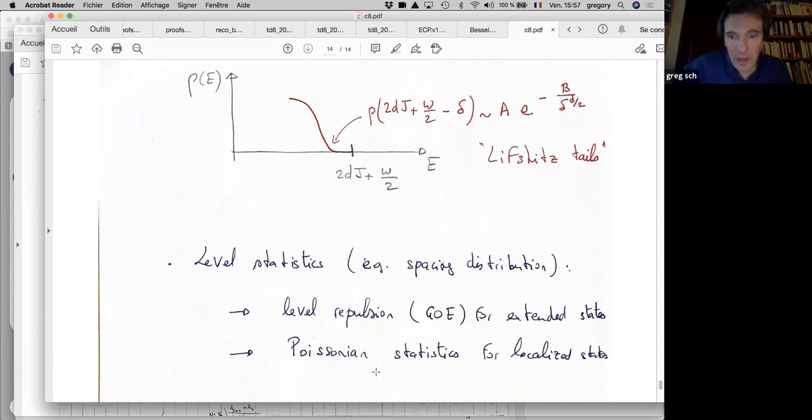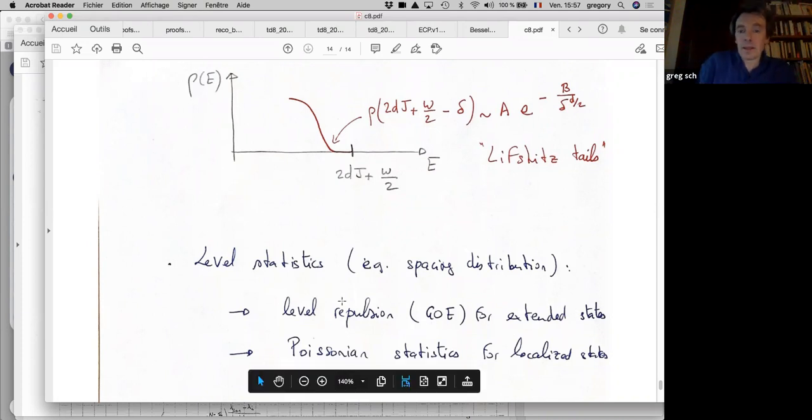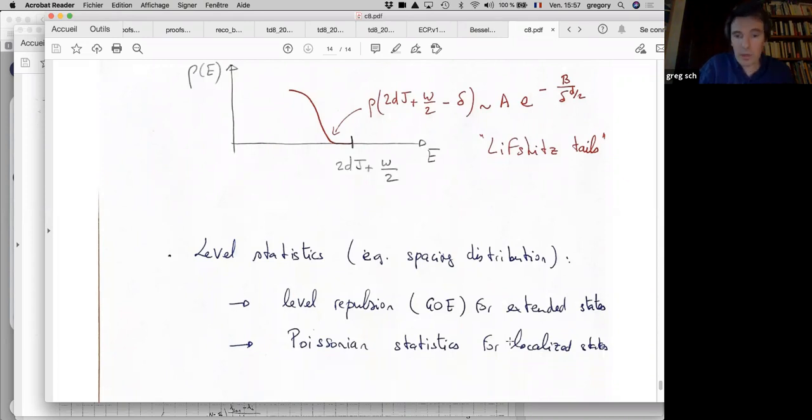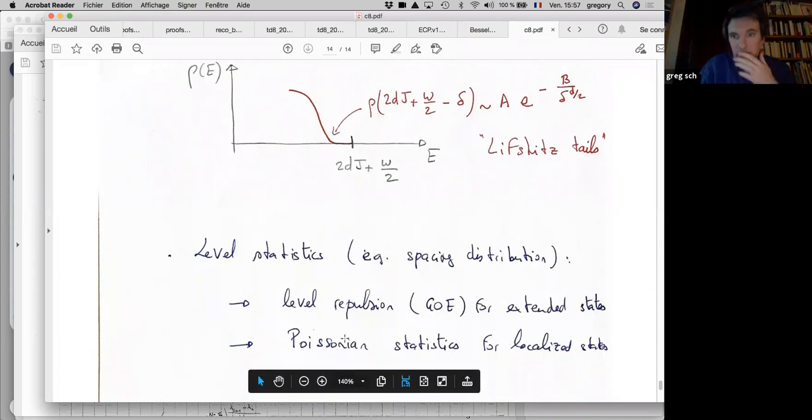So the moral of that is that extended states have a quite complicated structure from the point of view of their eigenenergies, while the eigenvectors are quite simple and just uniformly distributed. On the other hand, in the localized phase, the eigenvectors have a non-trivial structure, but the eigenvalues have a very simple statistics, which is simply Poissonian.